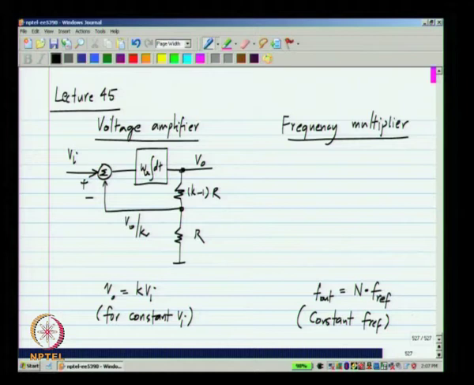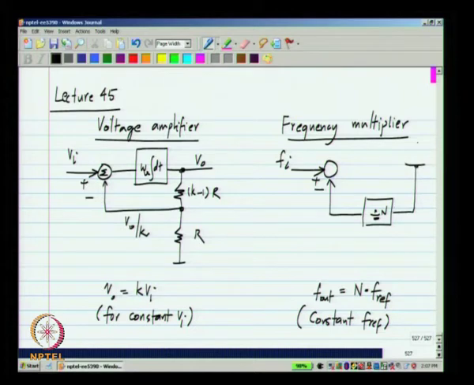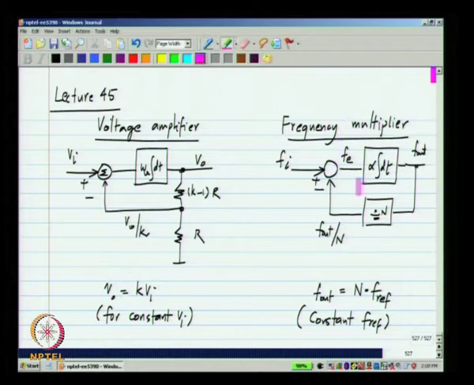We can do it in an analogous manner. Let us say we know what the input frequency is. We compare that to a fraction of the output frequency, that is, let us say this is the output frequency and here we get a fraction of that, F out by N, and what we should do is based on the frequency difference Fe, we should integrate the difference and drive the output.